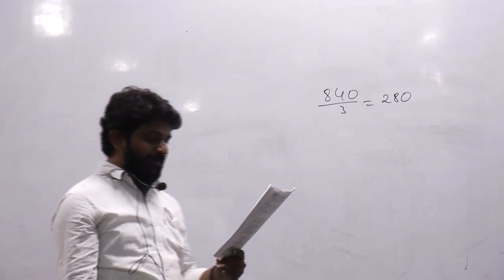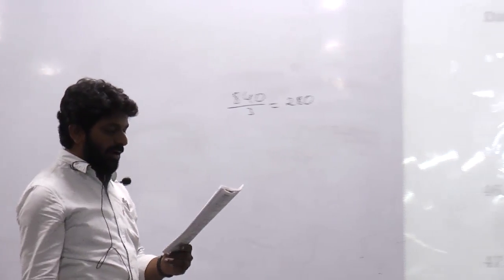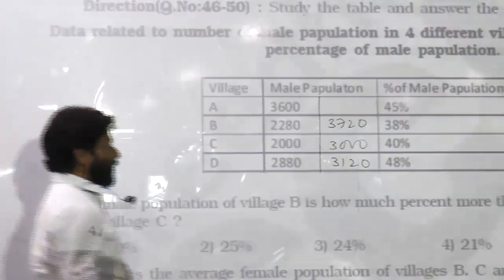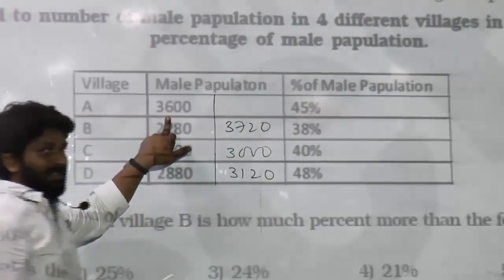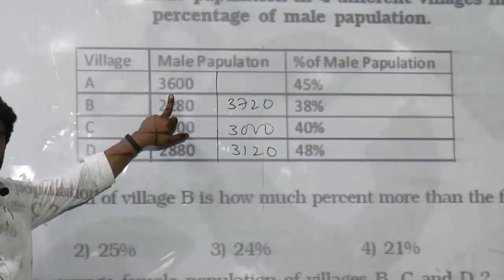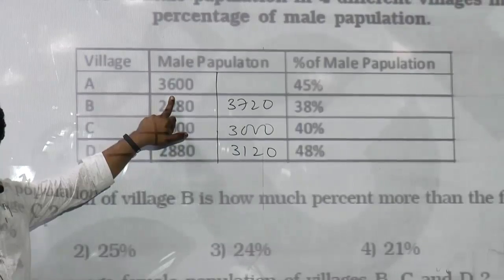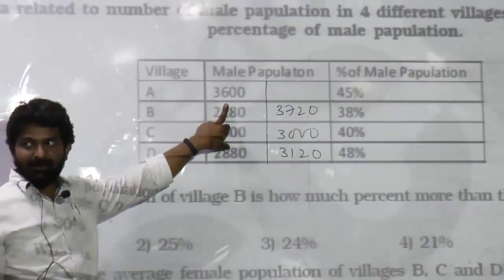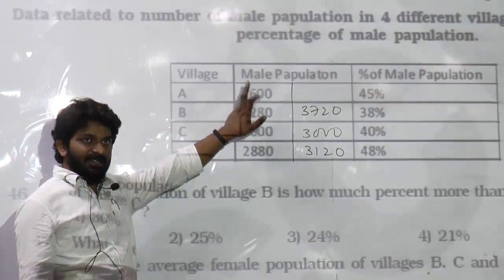Next, 48. What is the respective ratio between the female population of A and D? A and D. Right, now female in village A. 45% is equal to 3,600. 50% should be definitely more than this. Yes or no? Tell me round figure. 4,000. If 4,000 is 50%, then what about 5%? 400. 5%, 400. 4,000 minus 400, 3,600 satisfied.